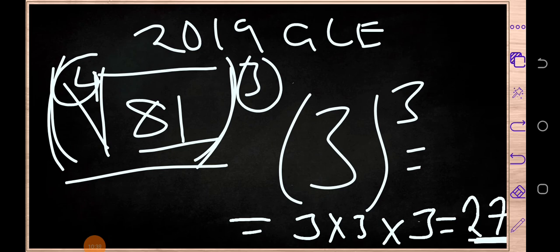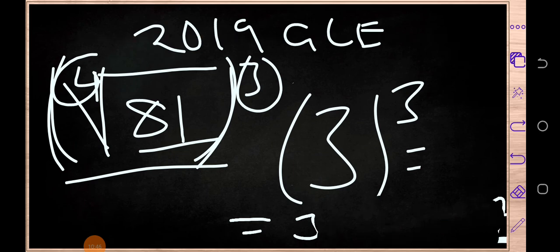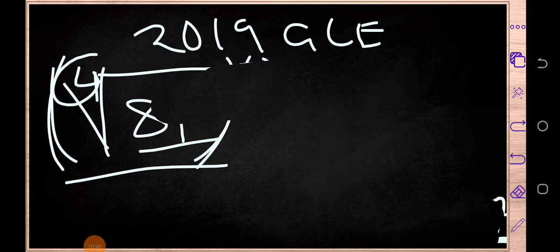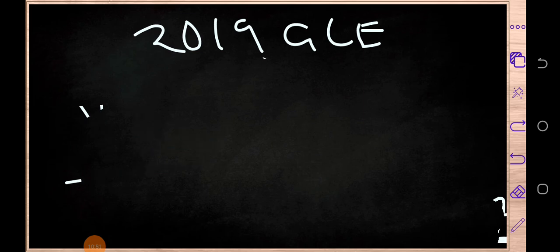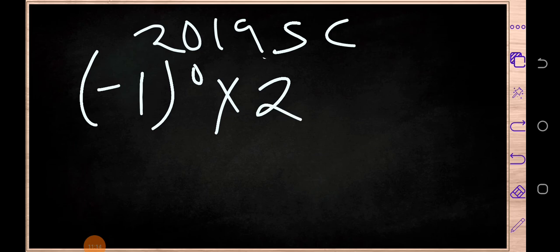All right, let's look at the last question, which came in 2019, paper 1. In this case, this is the school certificate, not GCE. Okay, so they told us to evaluate -1 to the power 0 times 2. Okay, so this was a simple question.